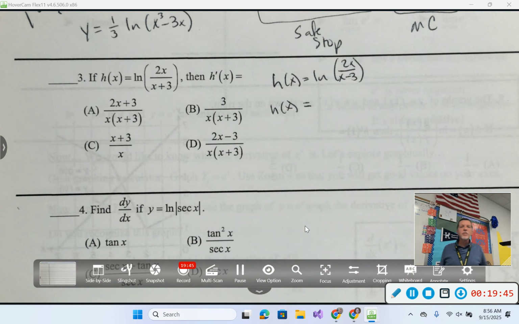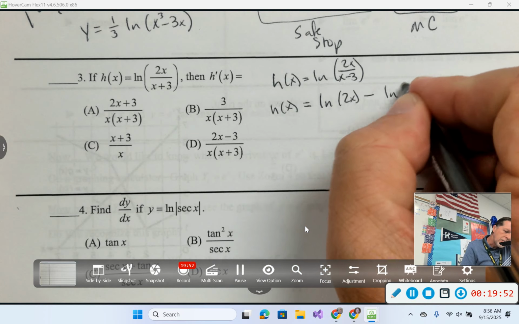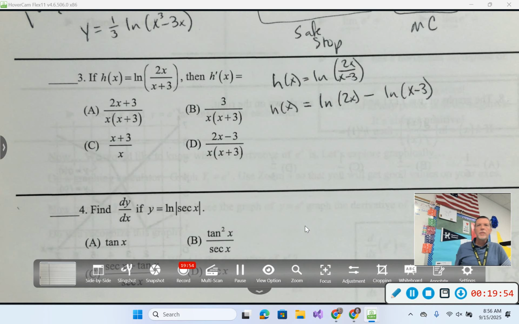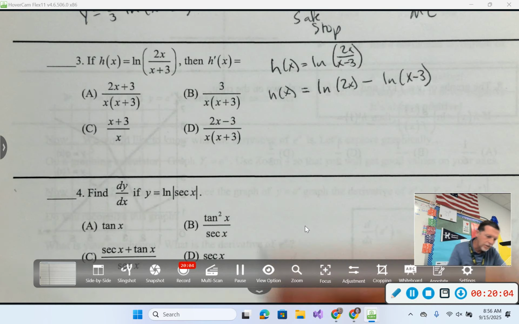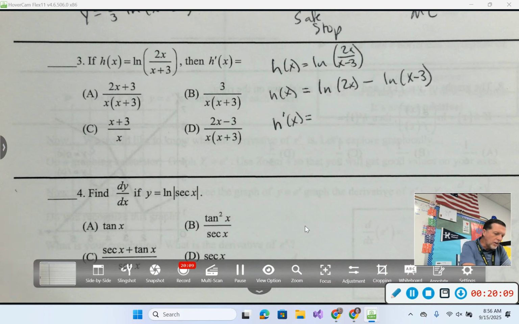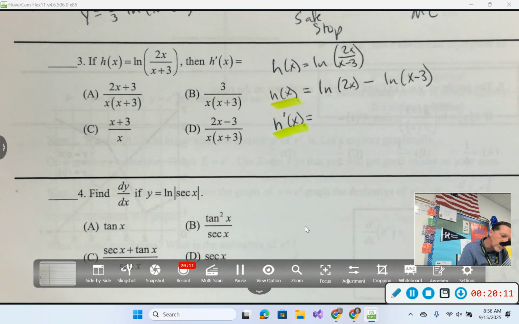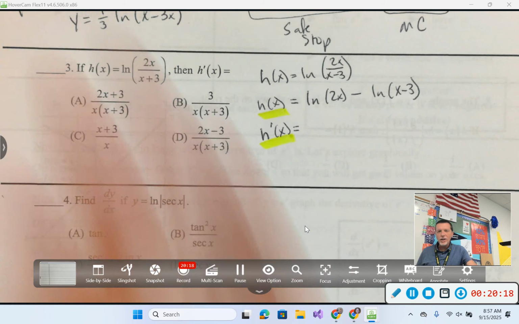So algebra first when you can. I can split this up with subtraction. So natural log of 2x minus natural log of x minus 3. I've not done calculus yet, right? That's just algebra, but it's going to make my calculus much easier. This is also why I try to emphasize you label your work so I know what you're doing. If you start writing stuff down, I can't follow when you actually took a derivative.